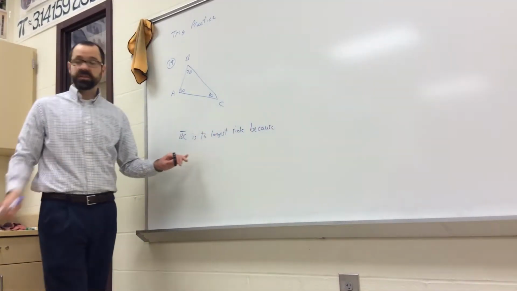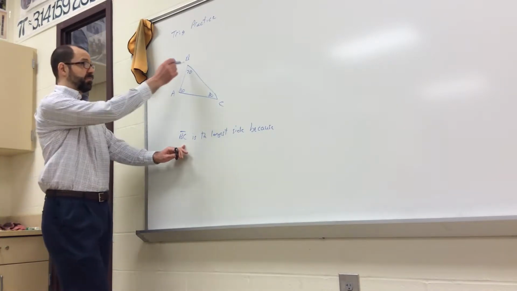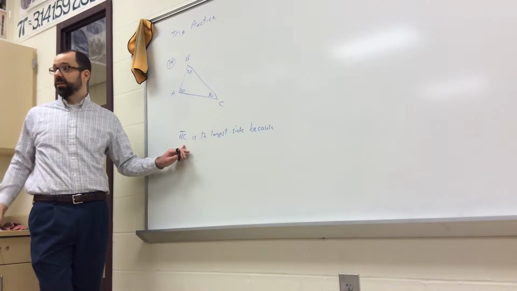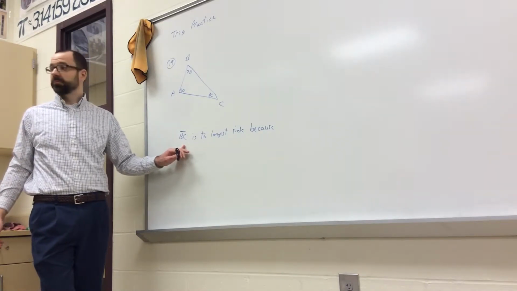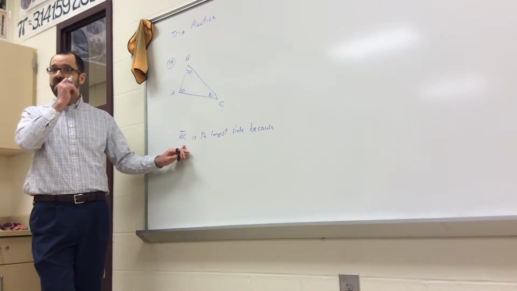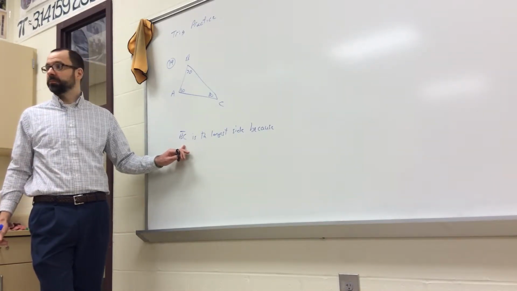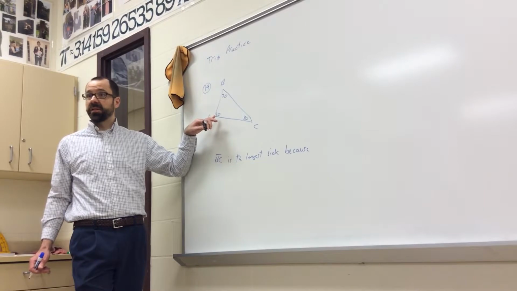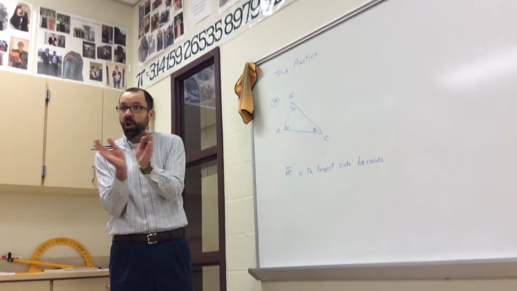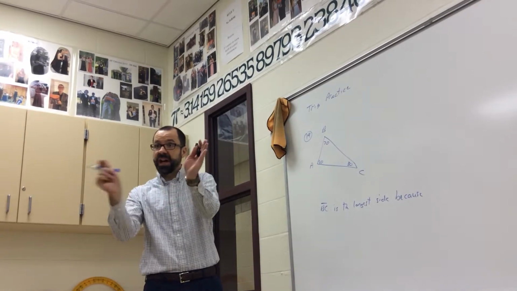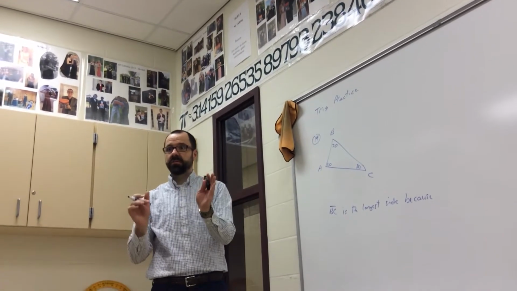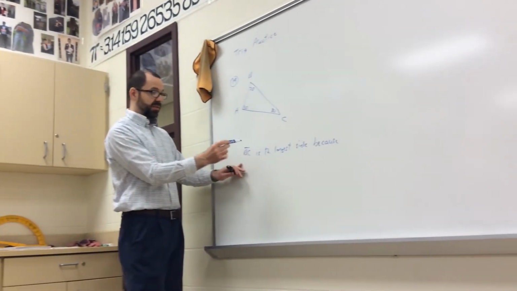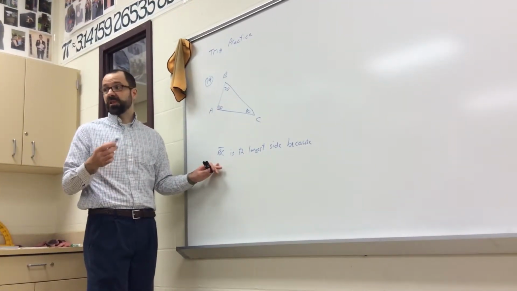And then it would be good to have a reason. So how do we know that BC is the longest side? Because it's across from the biggest angle. So if the angle is big, it's going to open up more, and then the side over there is going to be longer. So BC is the longest side because it's across from the largest angle.